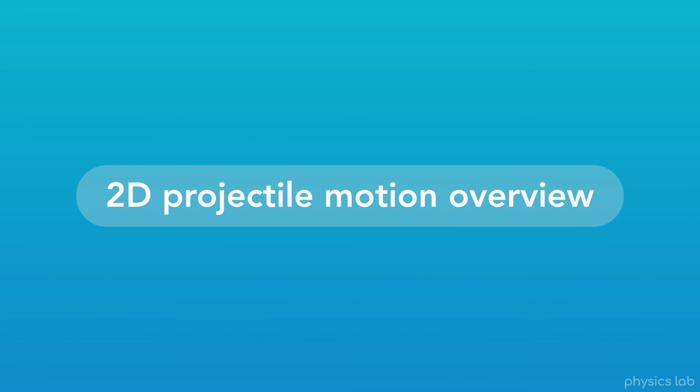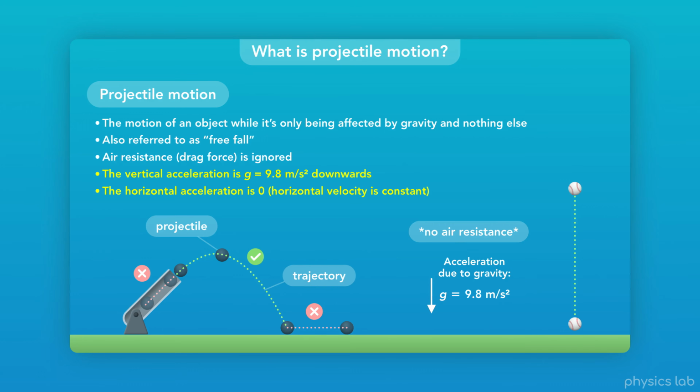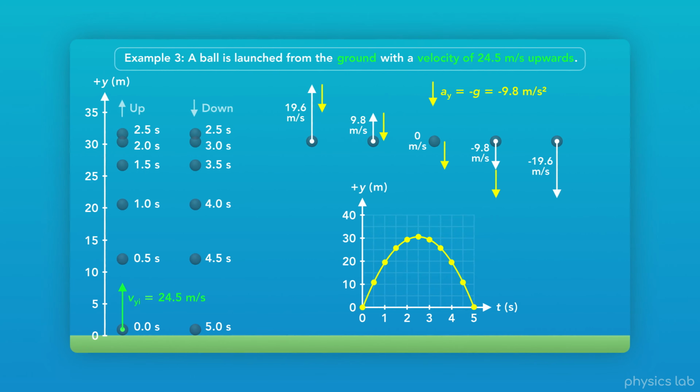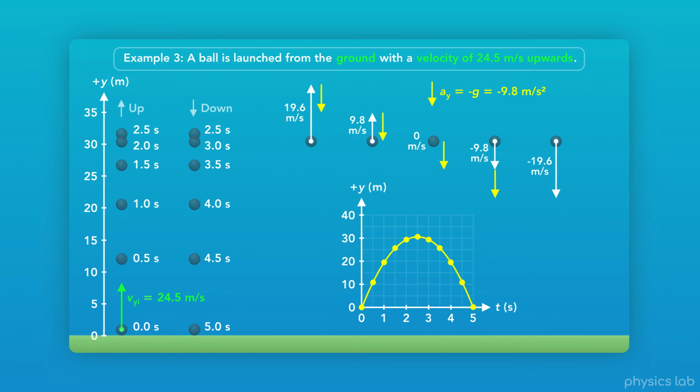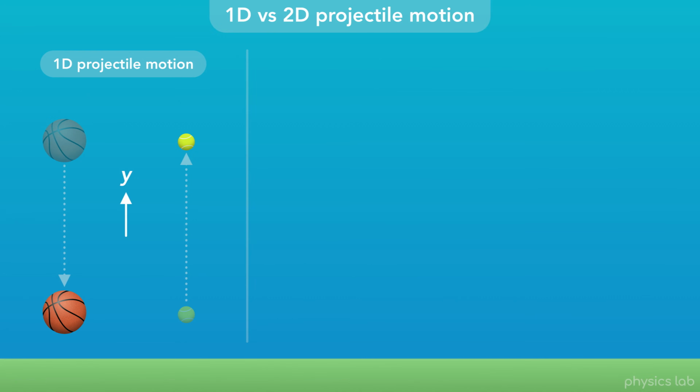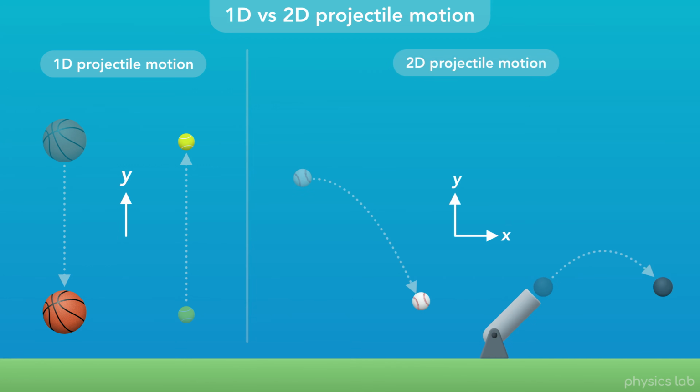Let's start with an overview of two-dimensional projectile motion. We covered the basics of projectile motion in the introduction video, so watch that one first. In the last video, we learned about one-dimensional projectile motion, where an object only moves up and down. 2D projectile motion just adds a horizontal velocity, and it's very similar to 1D projectile motion. So watch that video if you haven't already. In 1D projectile motion, we only dealt with motion in the y direction. In 2D projectile motion, we have motion in the x and y directions.